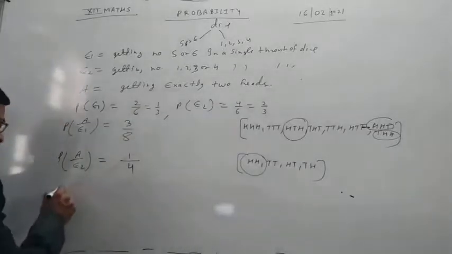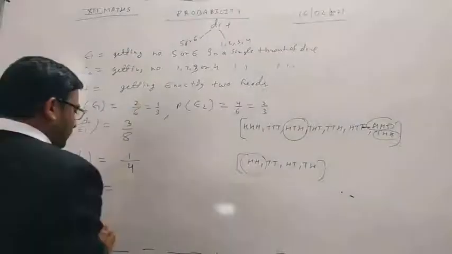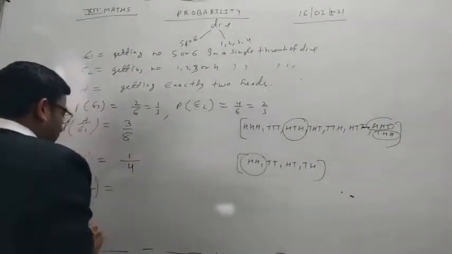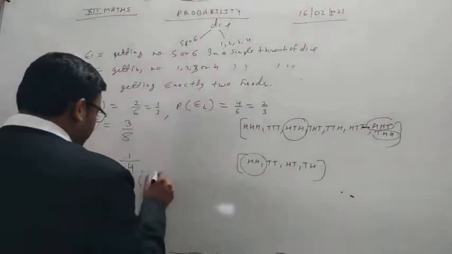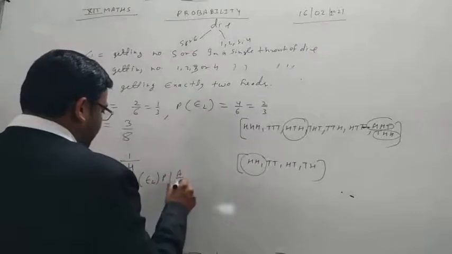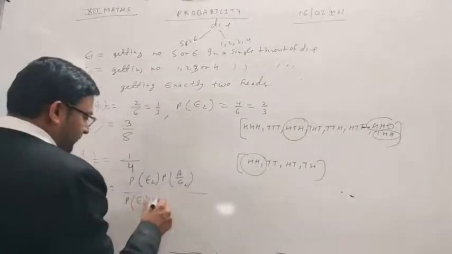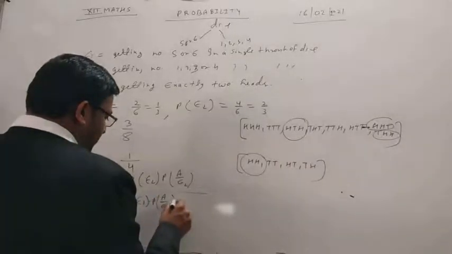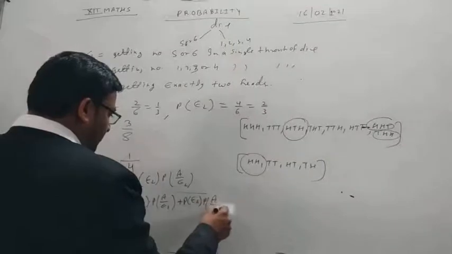So students, we have to find the probability of E2 given A. So students, you know the Bayes theorem. According to the Bayes theorem, we write probability of E2 times probability of A given E2, divided by probability of E1 times probability of A given E1 plus probability of E2 times probability of A given E2.